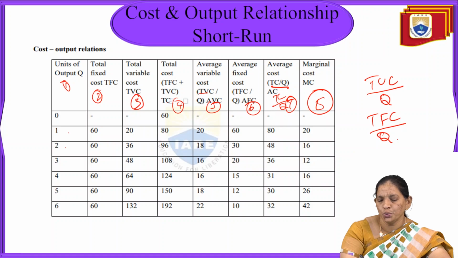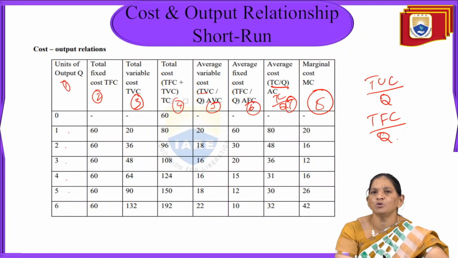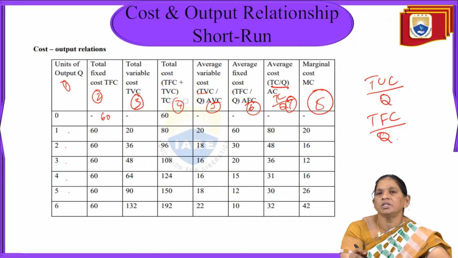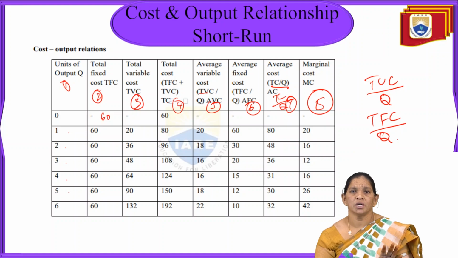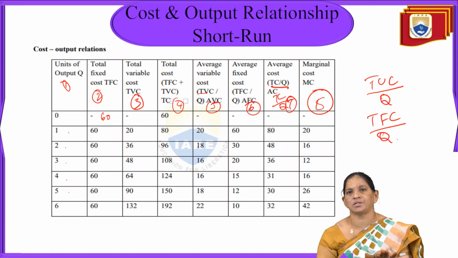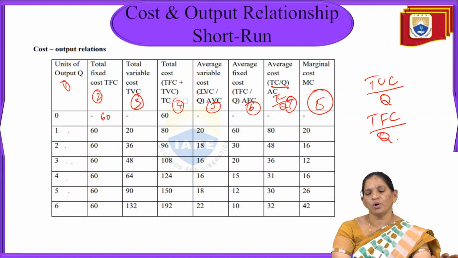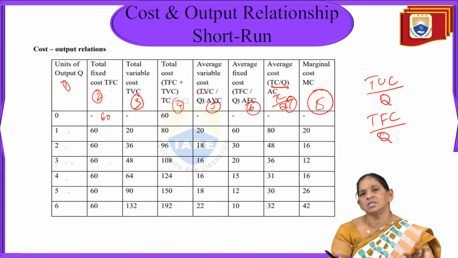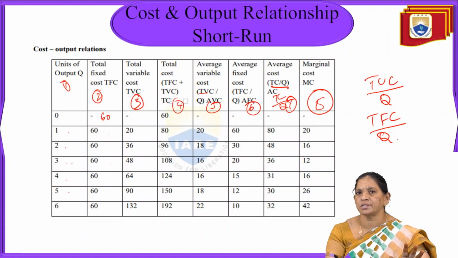So in this table we can see that the output increased from 0 to 1, 2, 3, 4, 5, 6. So one unit of output was increased, meaning quantity was increased. We'll take the fixed cost as 60. As we know, fixed cost will not change, it is constant. So for 1 unit of output, 2, 3, 4, the fixed cost is constant, that is 60 units, as we have taken as a constant fixed cost.